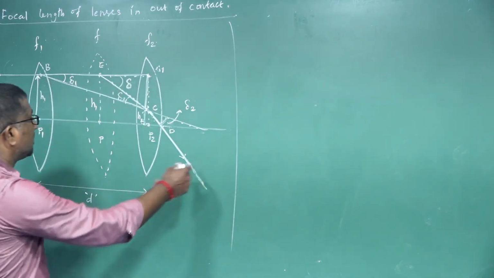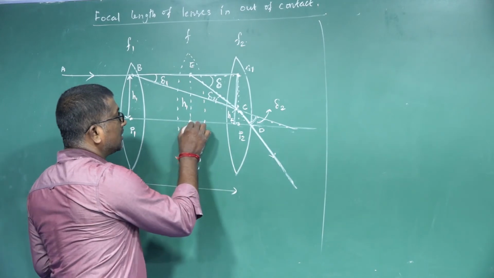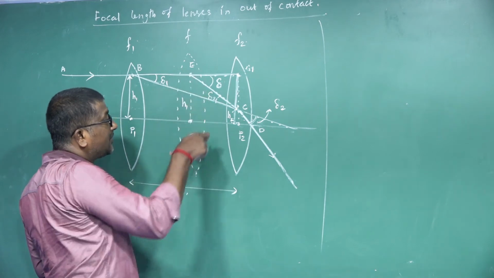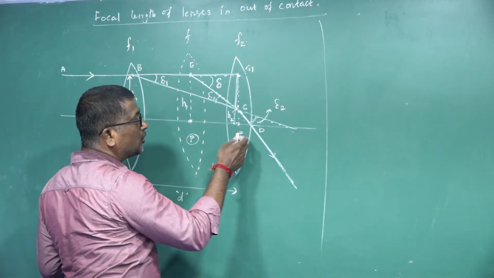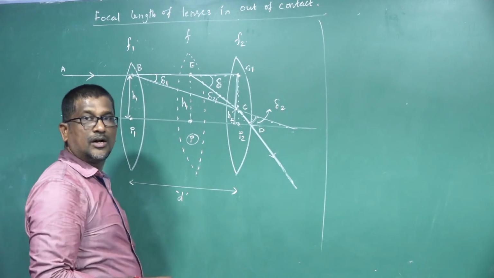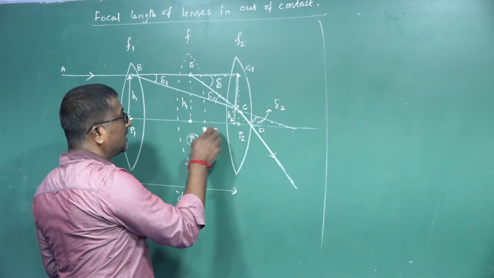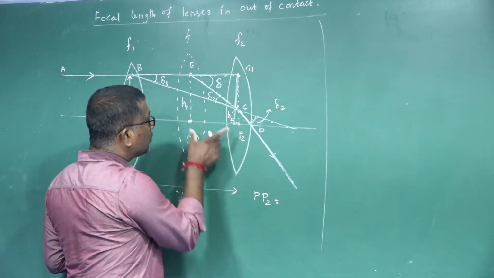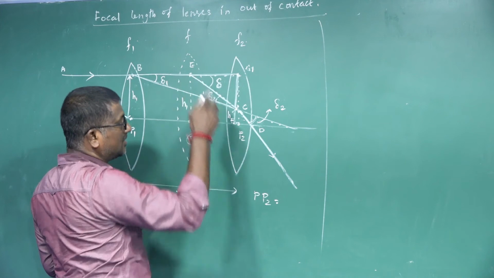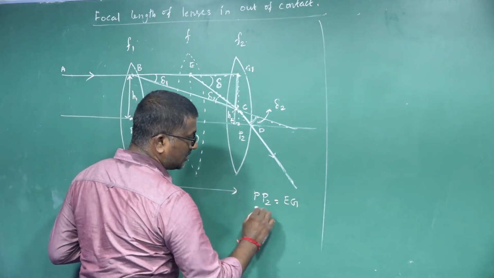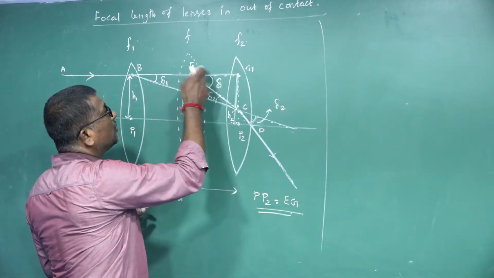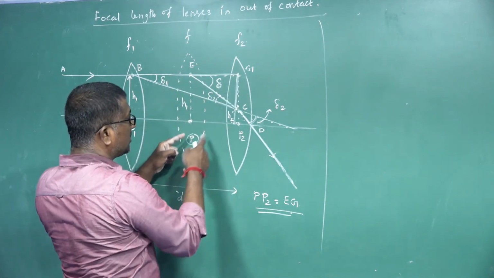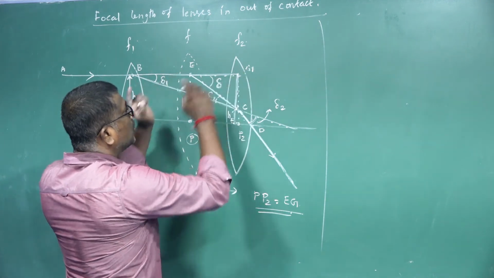Right, now look at the diagram. Here, this P is nothing but the optic center of the new lens, and P2 is the optic center of the second lens. Right. Here, the distance P2 is equal to EG. Here, P2 is equal to EG. So these distances are equal. So that is why, P2 is equal to EG.